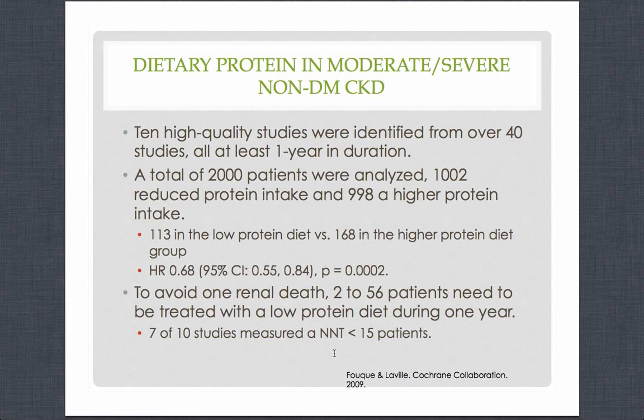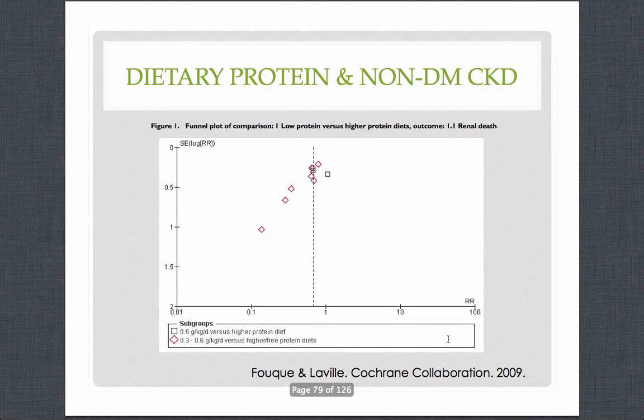So 7 of the 10 studies measured a number needed to treat of less than 15 patients on a low protein diet. So here's some more data on this. Again, these are hazard ratios, and we're looking at hazard ratios for renal death. The red diamonds are the studies where the low protein diet was between 0.3 to 0.6 grams of protein per kilogram per day. And the red triangles are the 0.6 grams per kilogram body weight per day versus a higher protein diet.